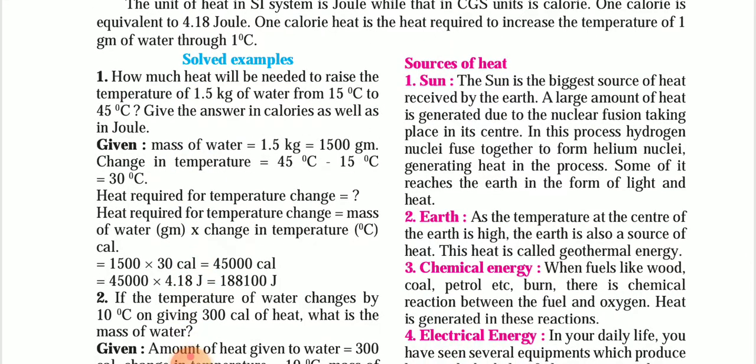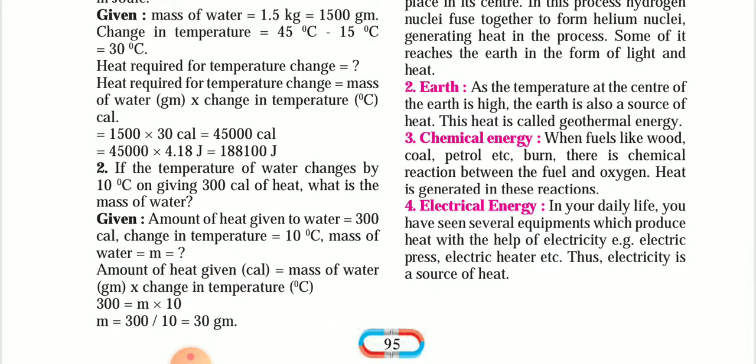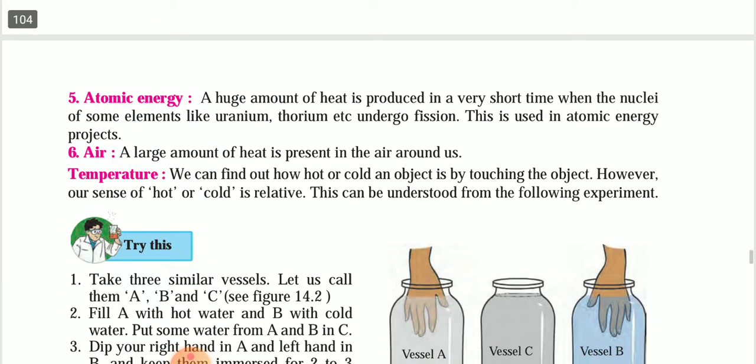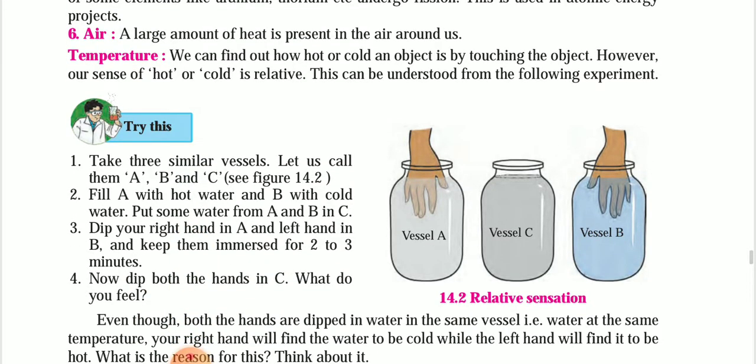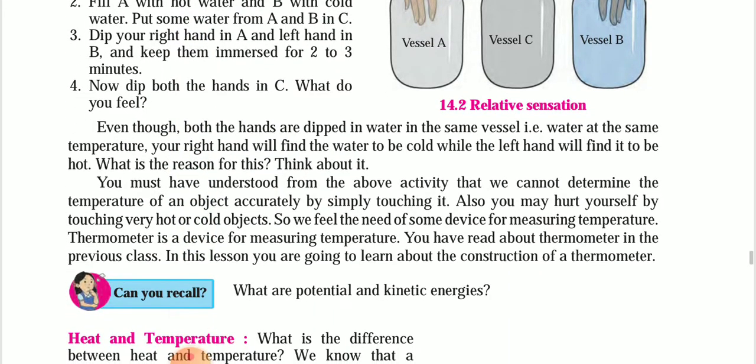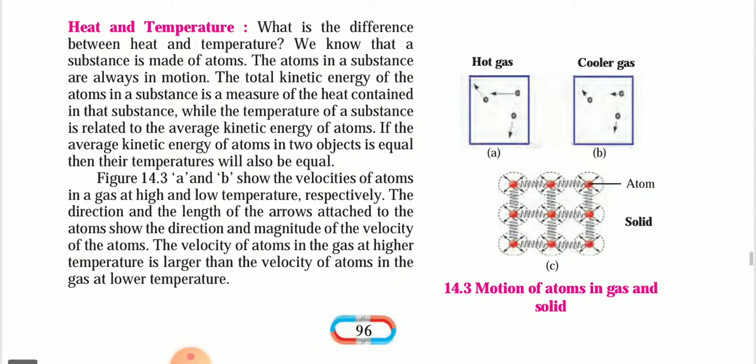Measurement of heat, sources of heat. So 6 sources they have given. What is meant by temperature, heat and temperature, about heat and about temperature. What is heat? It is a form of energy. And what is temperature? The measurement of heat is called temperature.